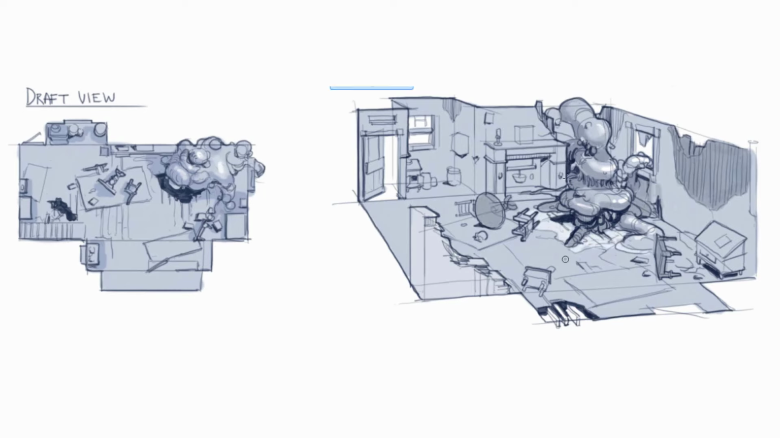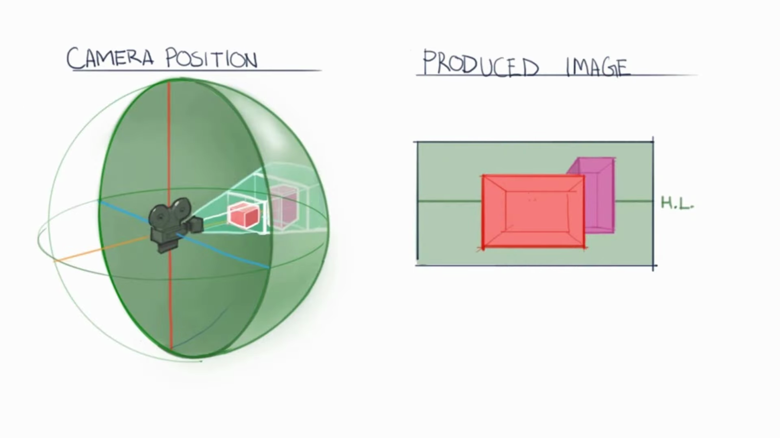So now that we have our sets designed, we can figure out where we're going to place our cameras for our cinematic shots. But before we do that, I want to talk a little bit about the mechanics of camera movements. So when the camera is facing forward, the horizon line is directly at the center of the two-dimensional image that is produced. At this vantage point, we can only see the front faces of each box.